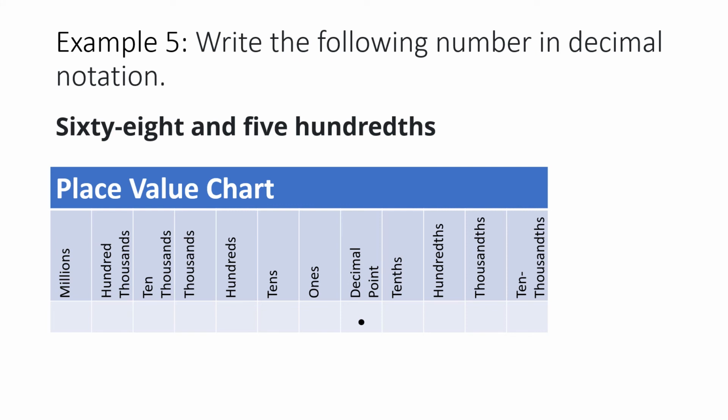Okay, my last example 5, I have 68 and 5 hundredths. So I'm going to put my 6 in my 10 spot and 8 in my 1 spot. And since I do have an and in my word form, I'm going to have a decimal point. And then my next step is to locate the hundredths place, and I'm going to put a 5 there. So I do need a placeholder 0 in my 10 spot. And so my final answer is going to be 68.05.